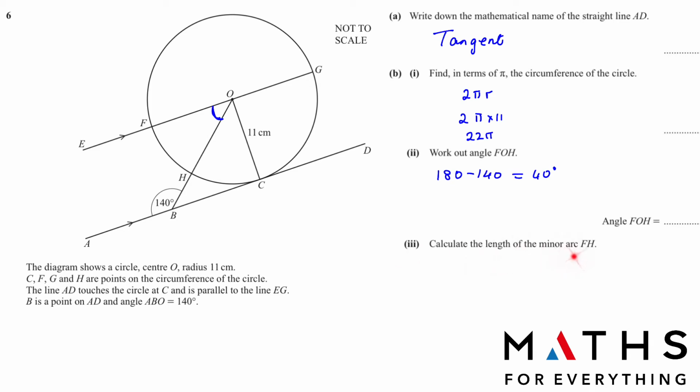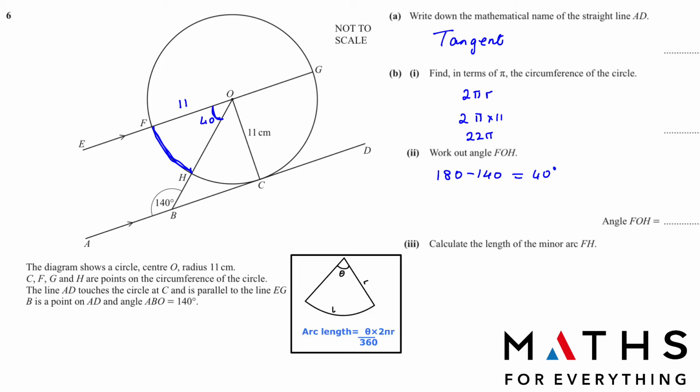B3, calculate the length of the minor arc FH. Now we need to find this length. We got the angle in the middle, which is 40. We got the radius, which is 11. There's a formula to find this. Arc length is equal to theta over 360, theta is our angle, multiplied by 2 pi r. So 2 pi r is our circumference. Anyway, we can just redo the whole thing or use what we got from before. 40 divided by 360, multiplied by 2, multiplied by pi, multiplied by 11. 11 is our radius. Put the whole thing in the calculator.